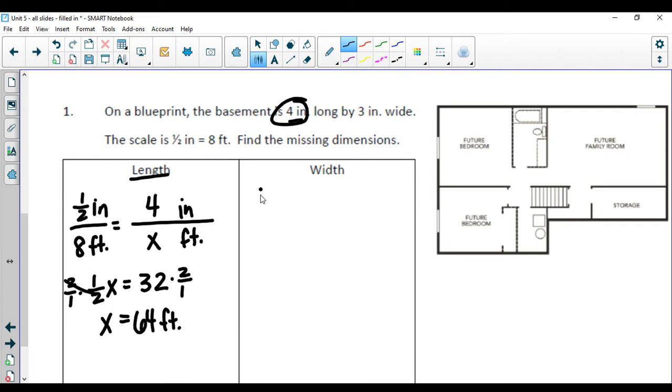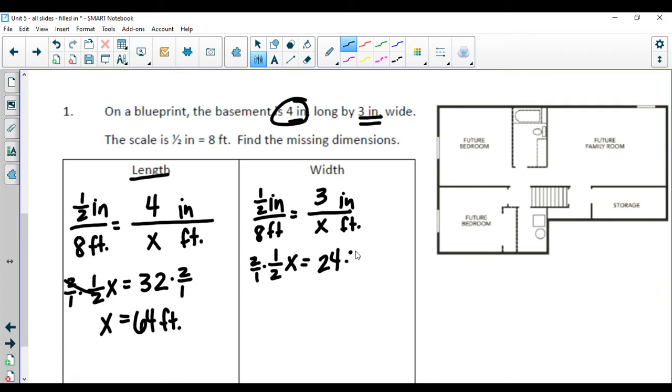For the width, again, I'm going to start with the scale. So we have half an inch over 8 feet, inches over feet. And we have 3 inches wide. So we're going to put a 3 up here and an X down here in our bottom. Again, the cross products give me 1/2 X is equal to 24. So I'm going to multiply by 2 over 1. And I get X is equal to 48. And again, my label here is feet.